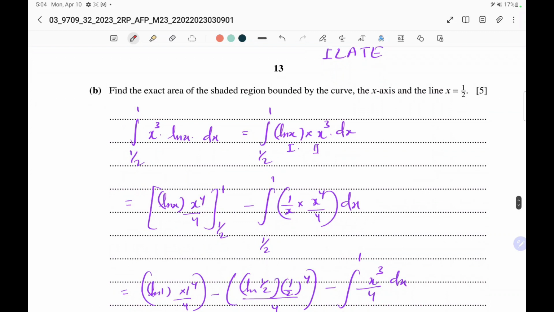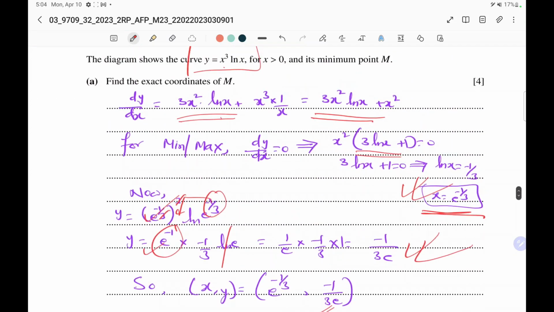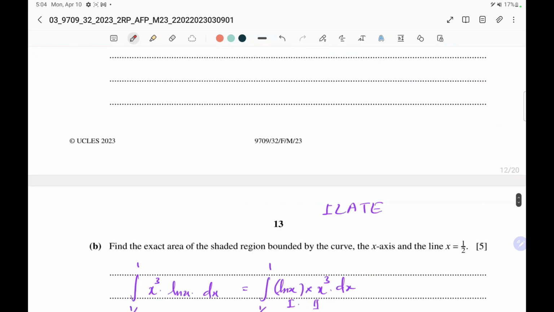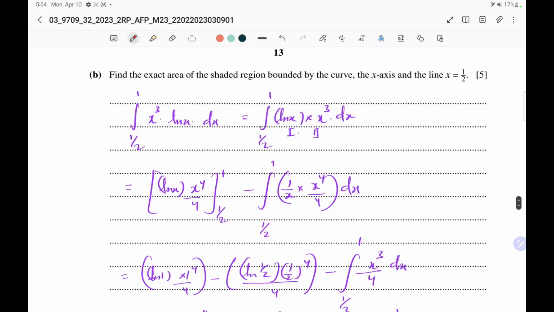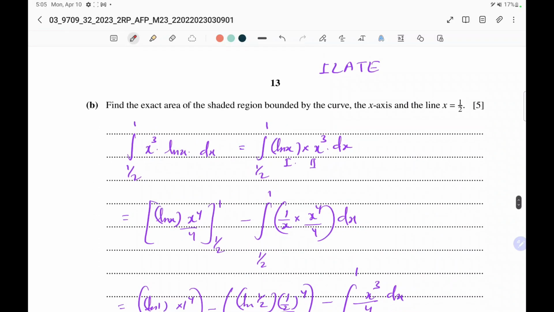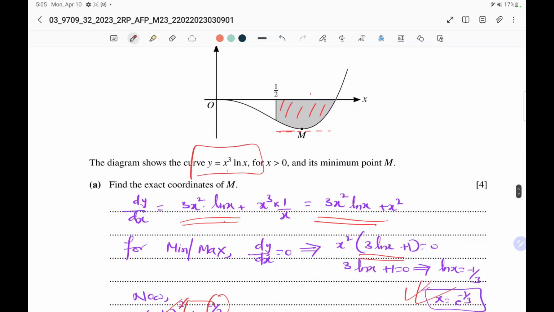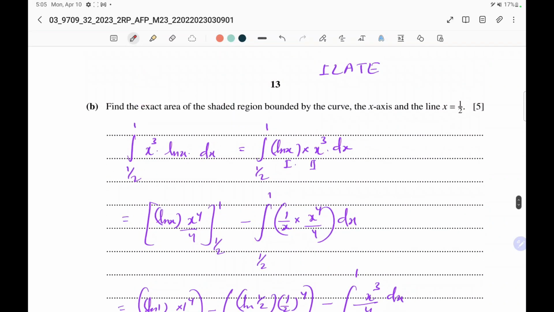Find the exact area of the shaded region bounded by the curve, the x-axis and the line x equals half. By the way, guys, this area lies between the x-axis and the curve, but it is below the x-axis, so the area will be negative. At the end, either we will take the mod or we will apply an extra minus. Okay, so we need to integrate from half to 1. The point 1 is not given, so we have to consider this point as 1. Why? Because if you put 1 here, then ln 1 is 0, right? And ln 1 being 0 means x should be 1, because it is crossing the x-axis. Okay, so half to 1 I have to integrate.